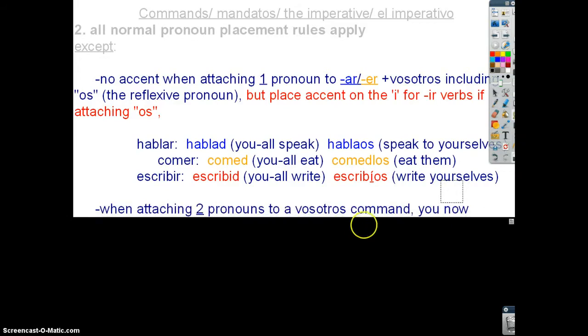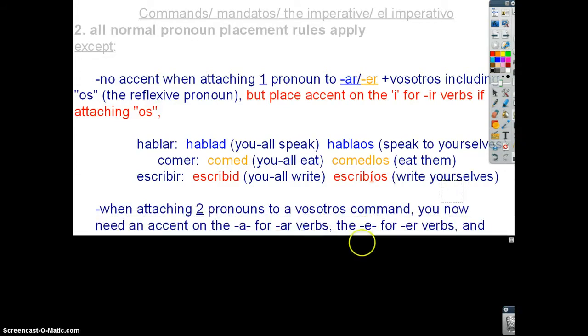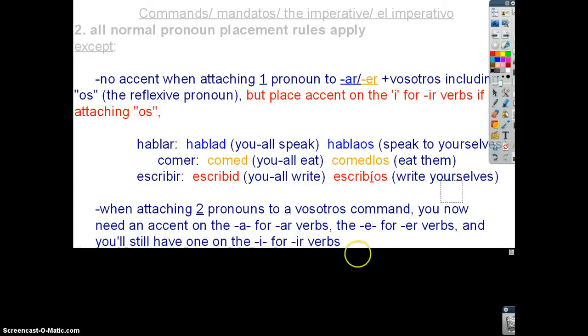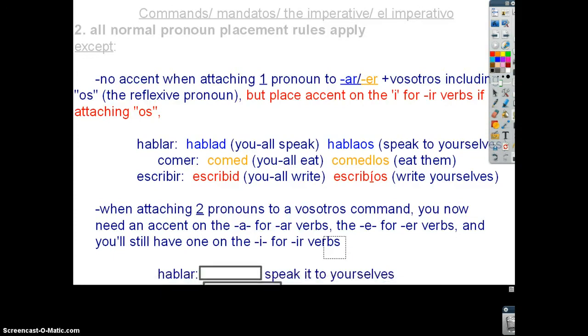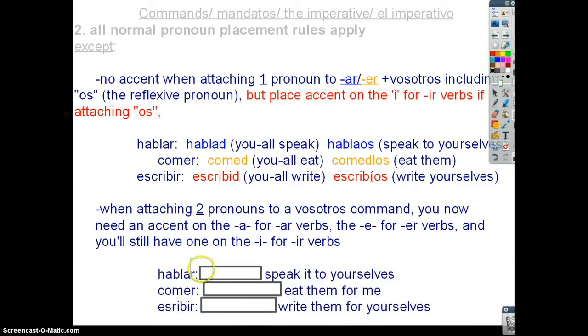But if you're attaching two pronouns to a vosotros command, you now need an accent on the A for AR verbs and the E for ER verbs. And you'll still have one on the I for IR verbs if you are attaching two pronouns. So, what will these look like? Accent goes on the A for an AR verb, accent on the E for an ER verb, and again, accent on the I for an IR verb.